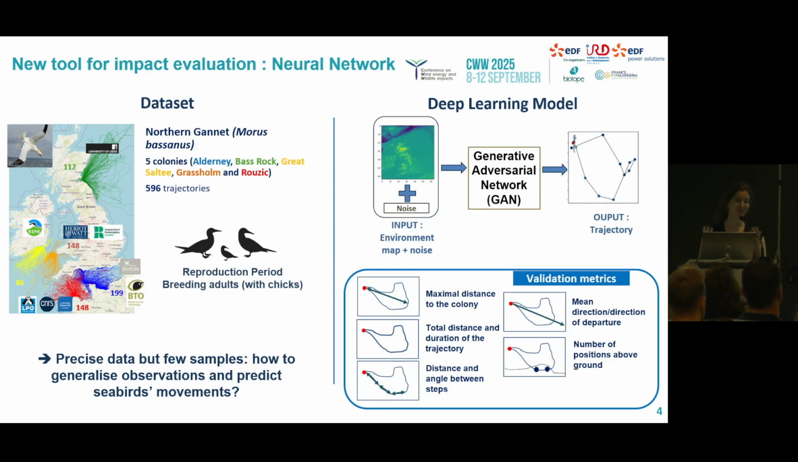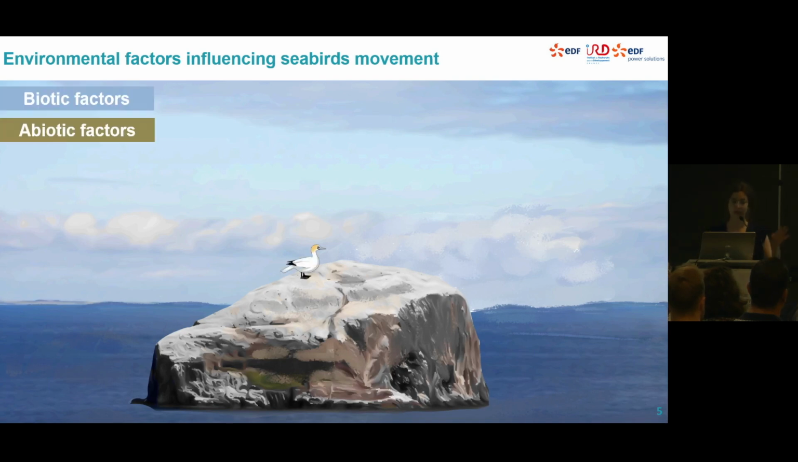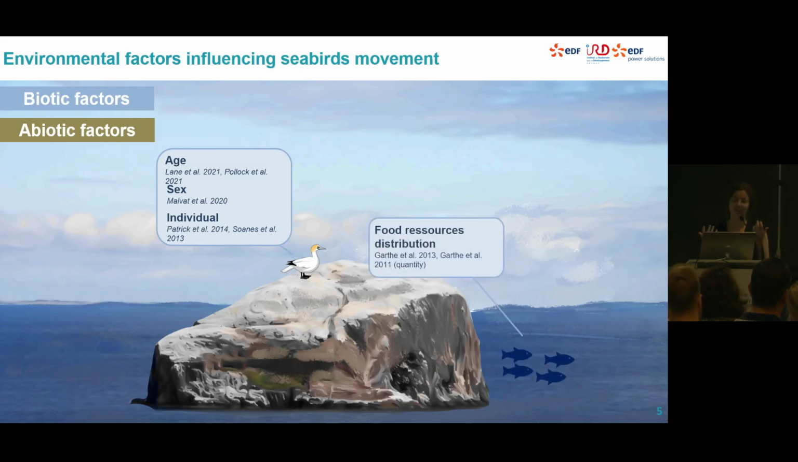Of course, the first question we asked ourselves when we wanted to construct the model is, okay, what do we put in here? Which environmental conditions will we be looking at? So there is a wide range of environmental factors influencing seabirds' movement. When you take the northern gannets, for example, you have biotic and abiotic factors. The first ones are individual characteristics: the age, the sex, and even its individual personality. And of course, you have food resource distribution because they are trying to feed their chick and themselves.